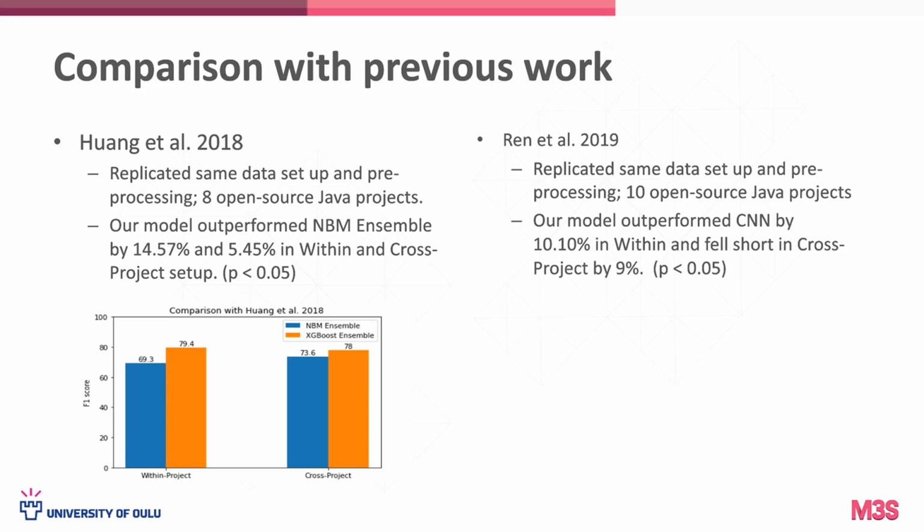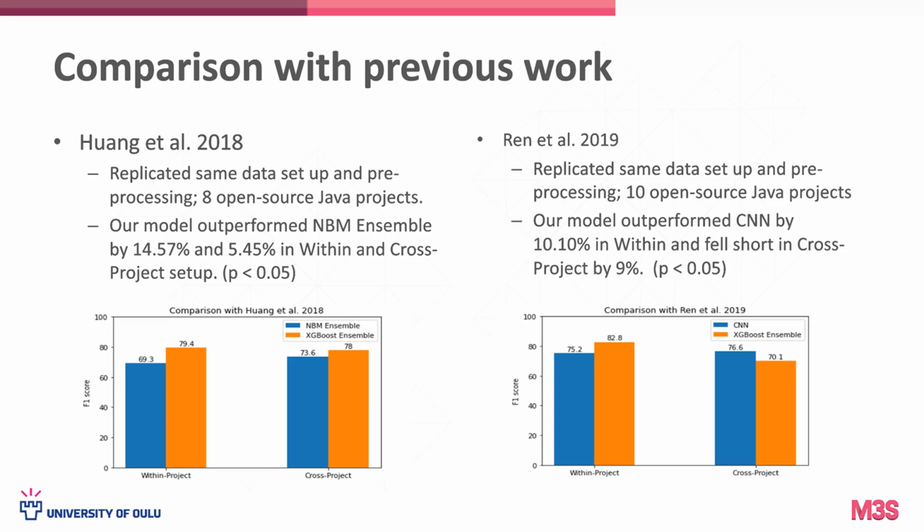We then compared with another previous work by Ren et al., in which they employ the state-of-the-art deep learning classifier Convolution Neural Network with COST as the balancing technique. Our model outperformed CNN by 10% in within project but fell short in the cross project by 9%.